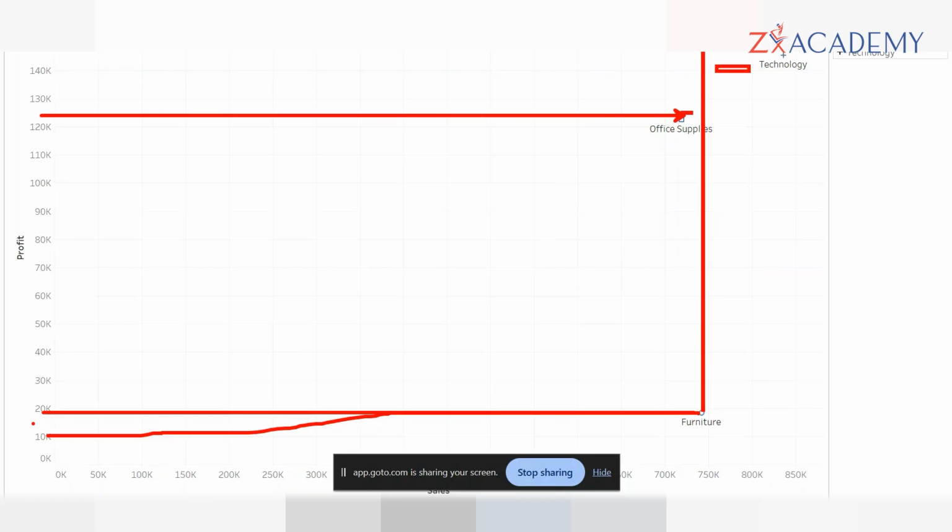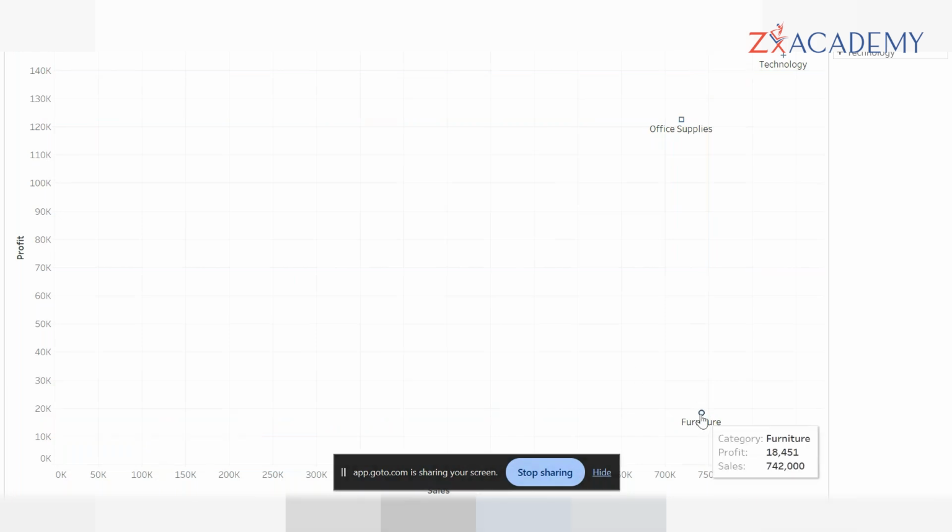It is almost sevenfold, eightfold higher profit that you're getting in office supplies, even with the lesser sales. More sales means we have invested more. The sales numbers are good, but the profit is very, very bad. We have sales of 7,42,000, for which we are getting a profit of only 18,000. Roughly, 2% would mean about 15,000 in profit.